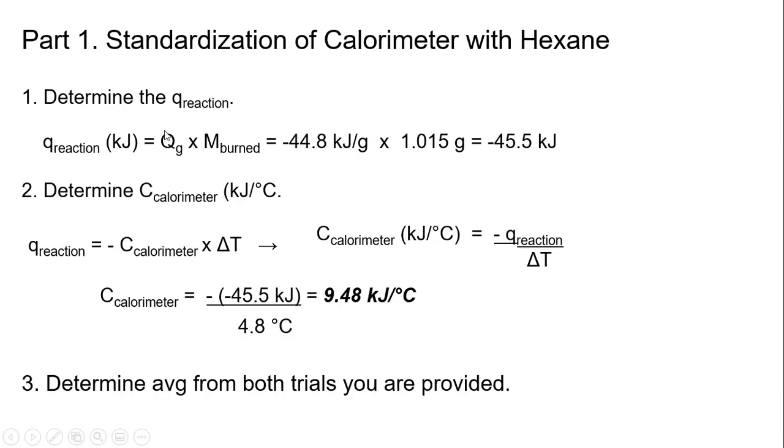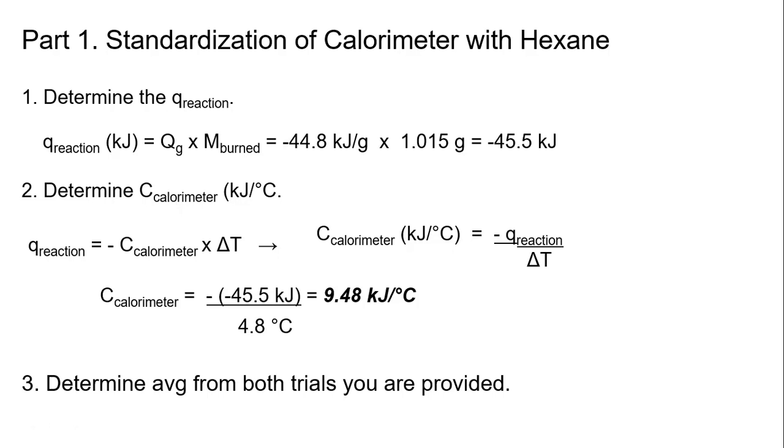You need to determine the reaction from your energy density and the mass burned. So with your fuel of hexane, in this case, you're given this information, which your energy density should be in kilojoules per gram. And you were given the mass through subtraction of the fuel that was used. From here, you're going to get your kilojoules of heat of reaction, and that's about right because this should have 1 unit.